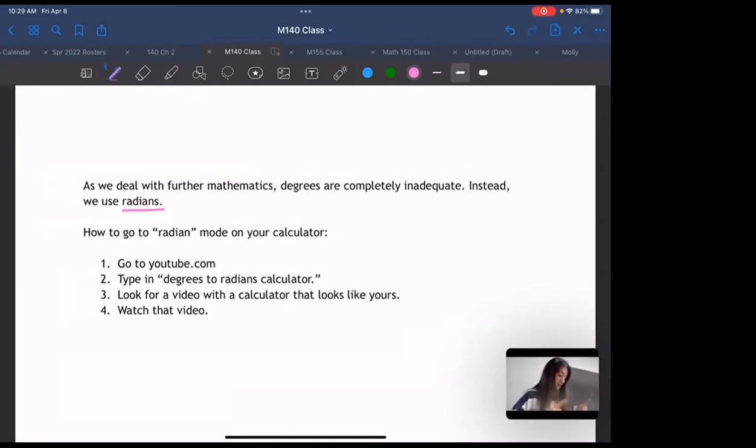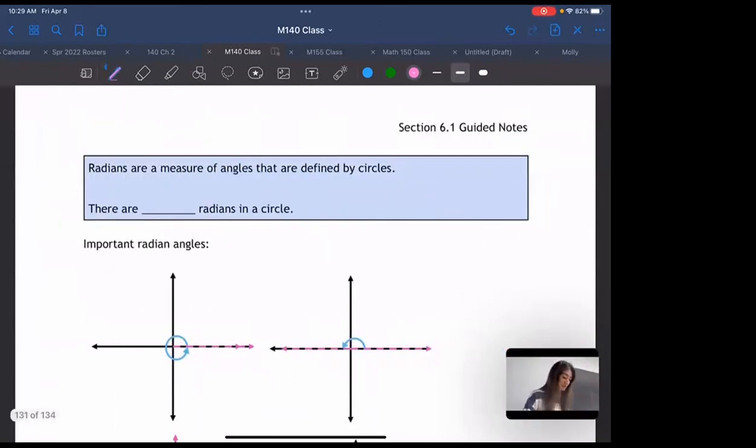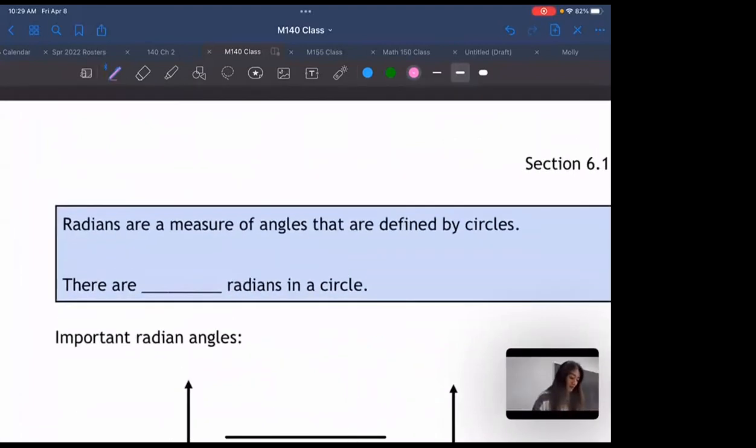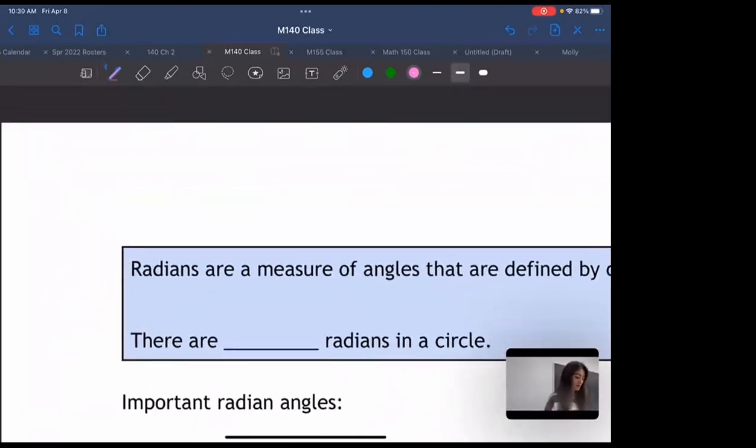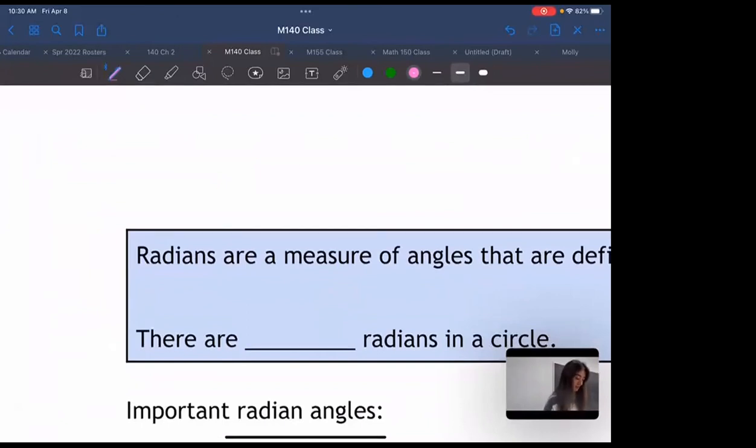So now we know about radians. We know that they're the weird thing in your calculator that you have to change to radian mode. And that's pretty much all you know about radians so far. But let me explain to you what these actually are. Okay. Radians are a measure of angles that are defined by circles. Okay. And let me try to explain this a little bit better.